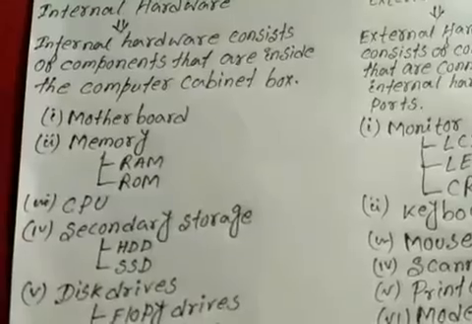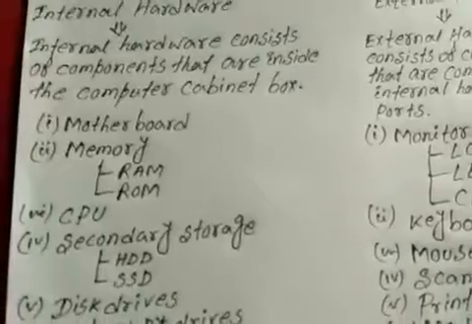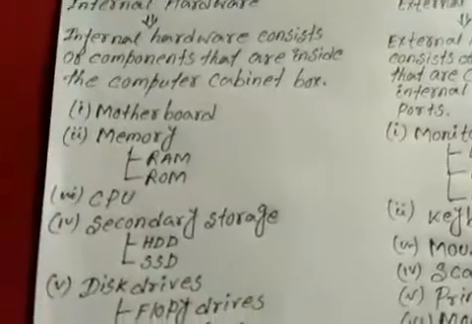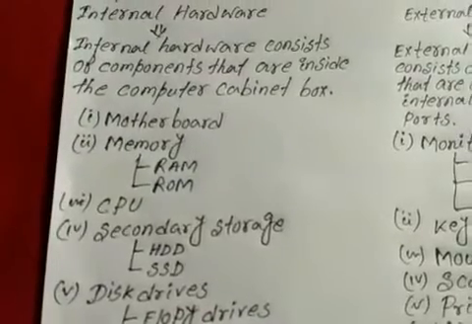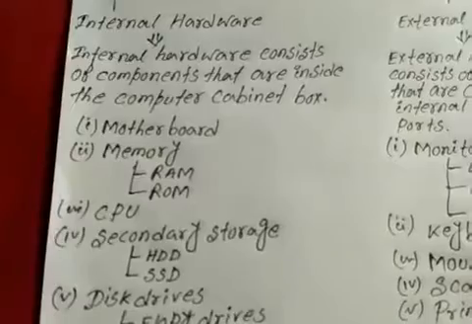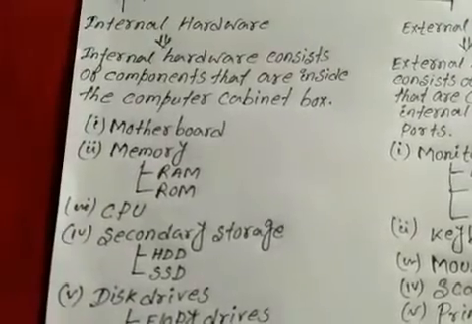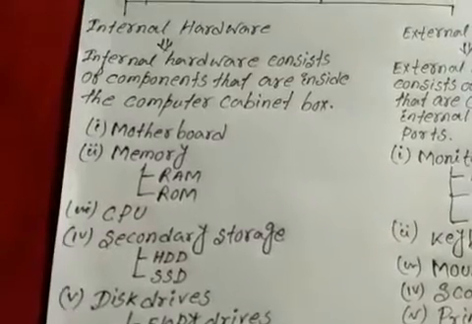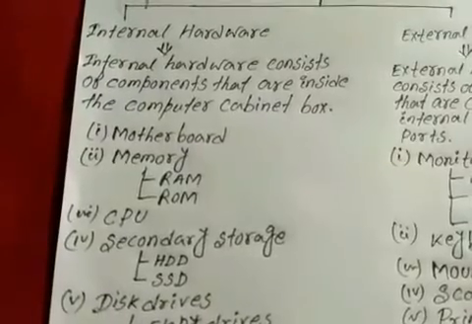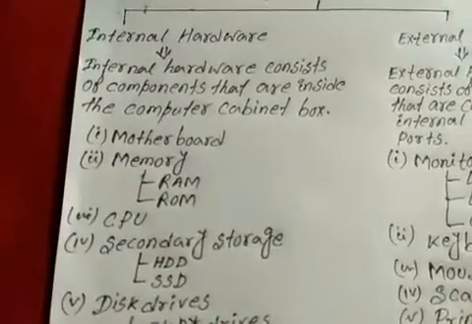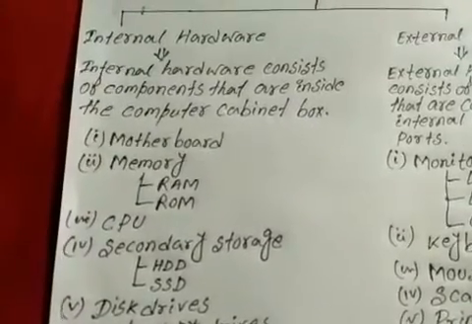Then, CPU. CPU stands for Central Processing Unit. Central Processing Unit is an important part of a computer system. When we enter data into the computer, the CPU processes it and gives the output. The CPU is called the brain of the computer. The monitor, keyboard, mouse, and printer are connected to the cabinet box through cables.